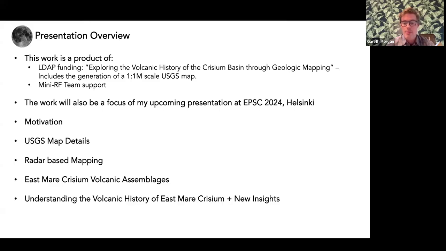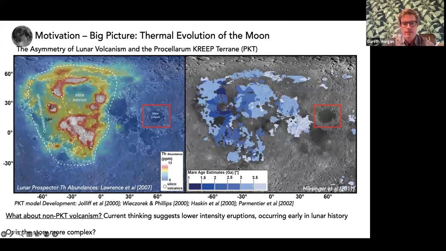I'll talk about radar-based mapping, which is going to be the main focus of this. And then I'm going to focus more on the eastern portion of the basin and look at the various volcanic assemblages we found as part of our mapping work. And then I'll wrap up with what this means for the volcanic history here, and new insights.